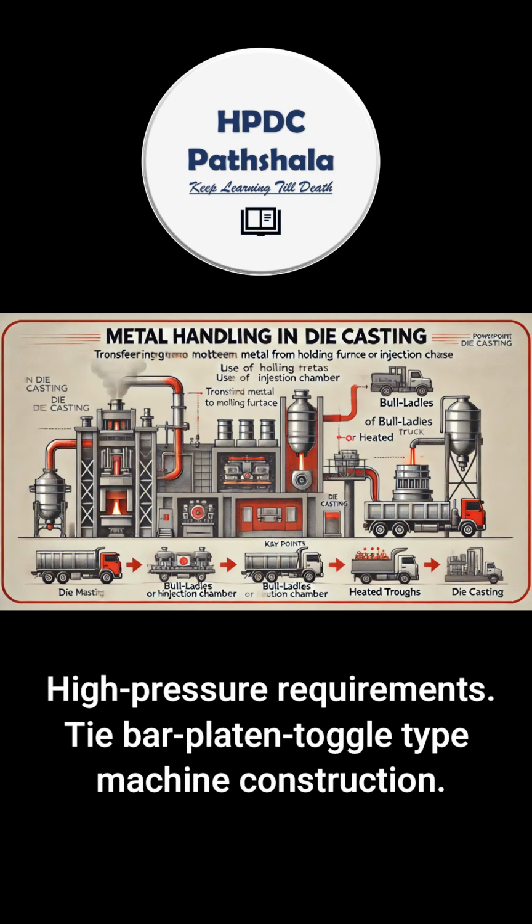One of the critical aspects of the high pressure die casting process is the clamping mechanism. Due to the high pressure required to inject the molten metal into the die, we need many tons of force to hold the die halves together. This is achieved using a tie bar, platen, toggle type machine construction. This mechanism not only provides the necessary clamping force but also allows for rapid opening and closing of the die, which is essential for achieving high production rates.